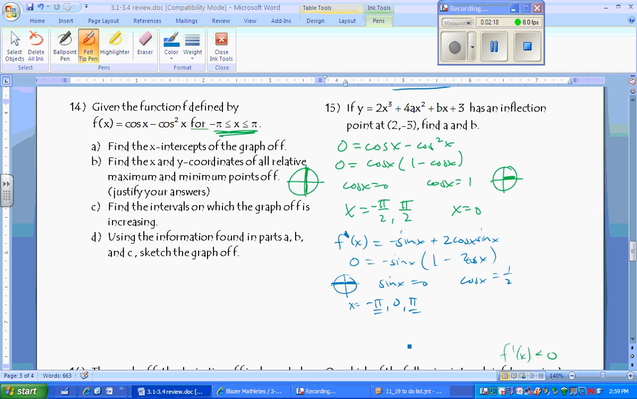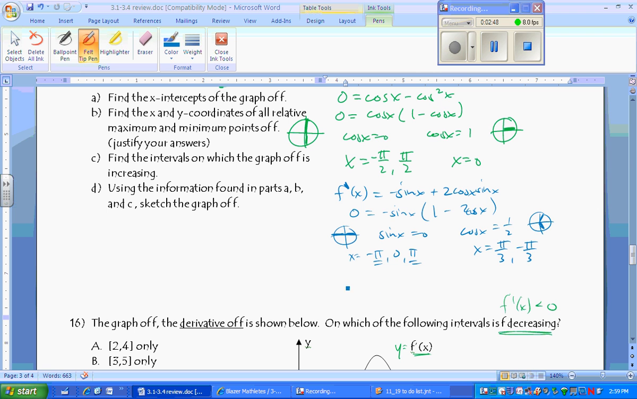Alright, but since these are endpoints, those are not going to be relative mins or maxes. Right? So for relative mins and maxes, we use in between. For this one, cosine is 1/2. So our x value is pi over 3. These 2 points right here, so that would be pi over 3 and negative pi over 3. So we can figure out whether they're minimums or maximums on a number line for the first derivative. So we've got negative pi over 3, 0, and pi over 3.